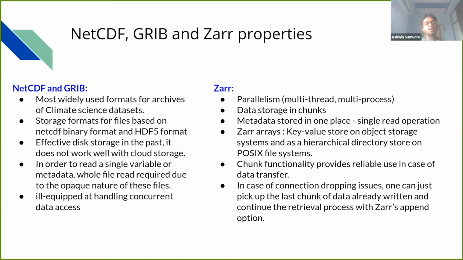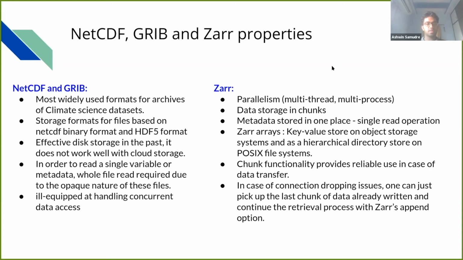So that's why the Zarr format is a really good one, and it can be a good replacement for NetCDF and GRIB. Zarr provides us with parallelism, so it has multi-threading and multi-processing. It helps with data storage in chunks, so you don't have the swapping issue, but you can just go for chunks of the data and access them at once instead of going step by step. Then the metadata with the Zarr format is stored in one place, so it gives us a single read operation instead of the multiple read operations that we had to do for each variable in NetCDF format.